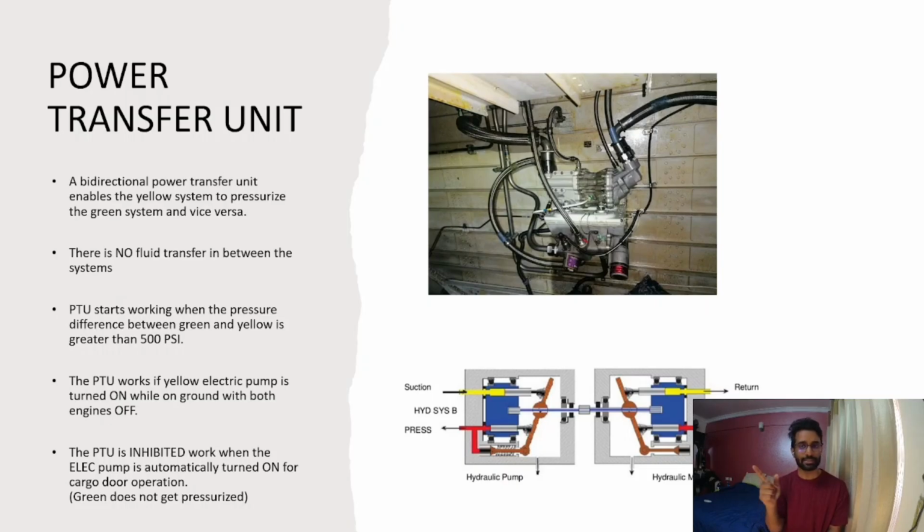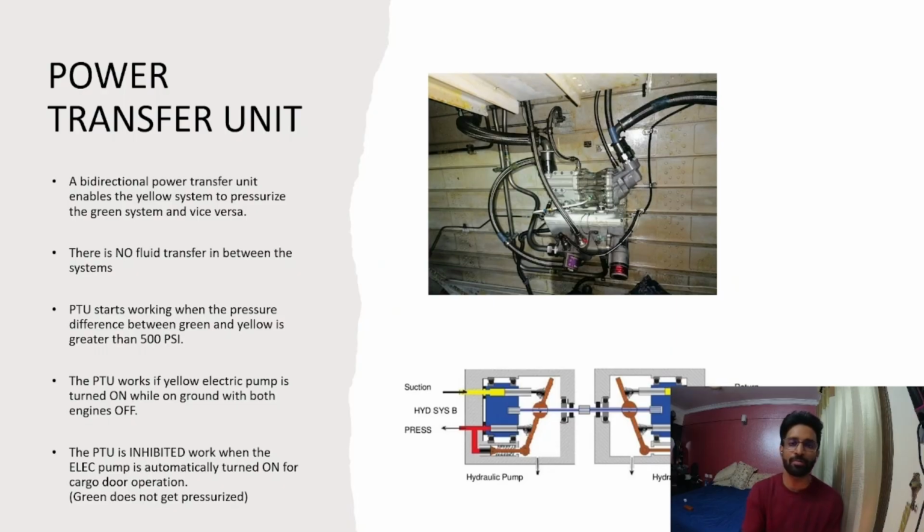Okay. But remember the ground crew turning the cargo doors and pressurizing the yellow system. When that happens, the PTU knows it is the ground crew who's operating. The control logic is in such a way that the PTU is inhibited. So when the selector valve is open for the cargo doors to open, it will only pressurize the yellow system. But if we manually select it in our overhead panel, then the yellow pressurizes, the PTU turns on, and it pressurizes the green system. Okay, let's talk a little bit more about the PTU.